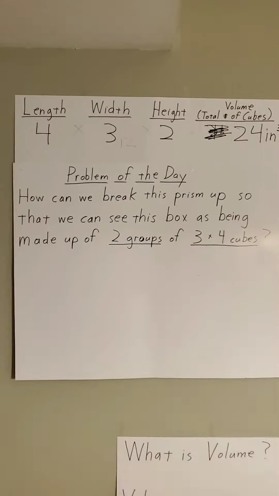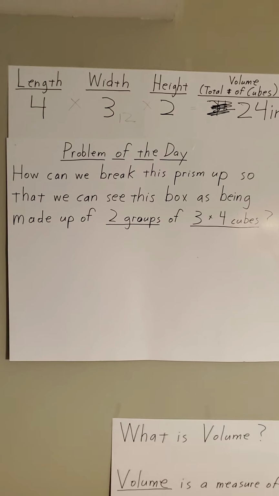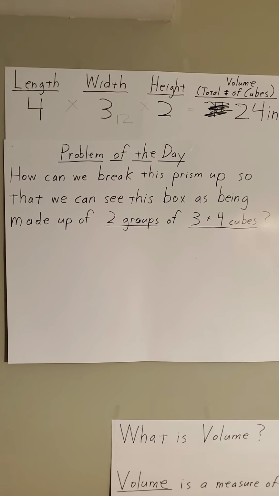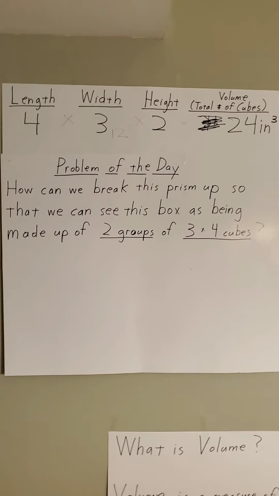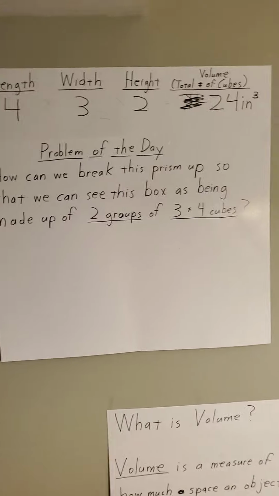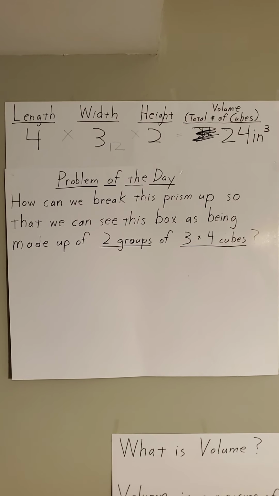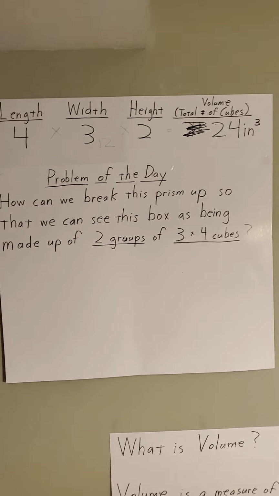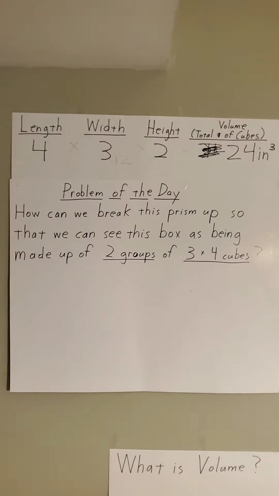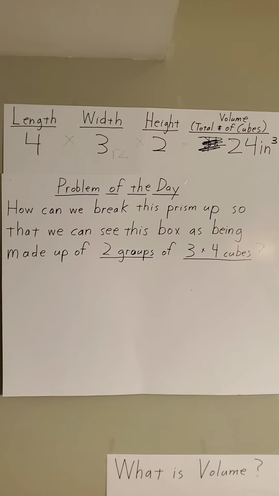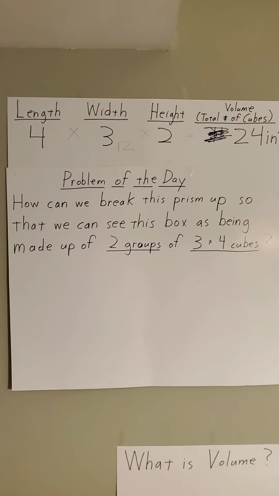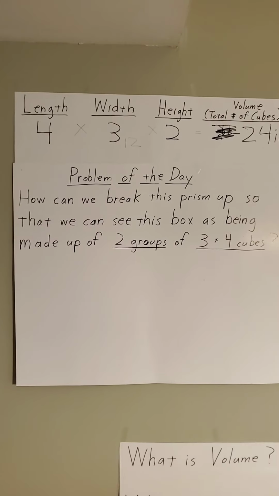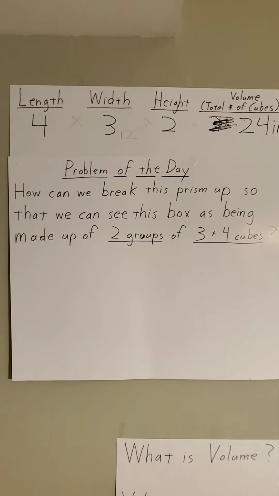How can we break this prism up so that we can see this box as being made up of two groups of 3 times 4 cubes? So look at this question very carefully. Give everybody a moment. So let's look at it again. How can we break this prism up so that we can see this box as being made up of two groups of 3 times 4 inch cubes?